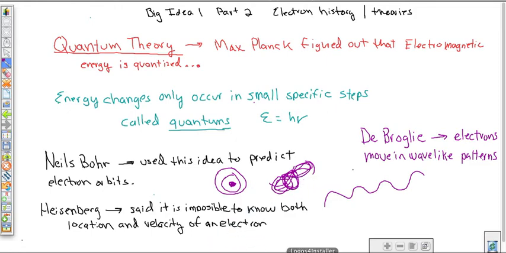Real quick, I'm going to show you this little video, and this helps to understand what a quantum is and what that quantum model is as far as the model of the electron goes.